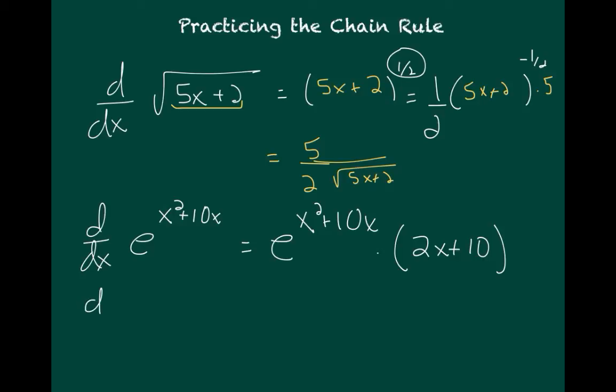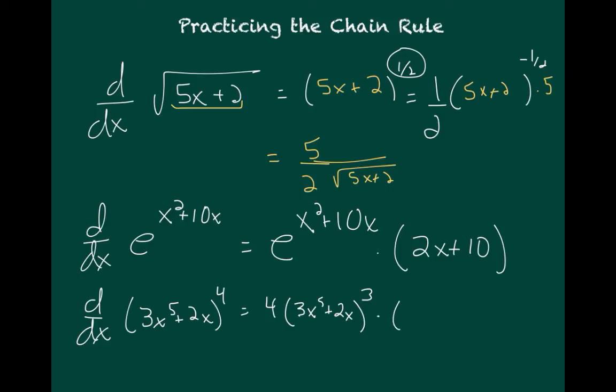Okay, let's try another one. How about d dx of 3x to the 5th plus 2x, and that whole thing is going to be to the 4th power. Okay, we're going to take the derivative of the outside, which will be 4 times the inside, to the 3rd power, since we're using the power rule. So remember, with the chain rule, the inside doesn't change at first. Once we've taken the derivative of the outside, now you multiply by the derivative of that inside function, and you get 15x to the 4th plus 2.